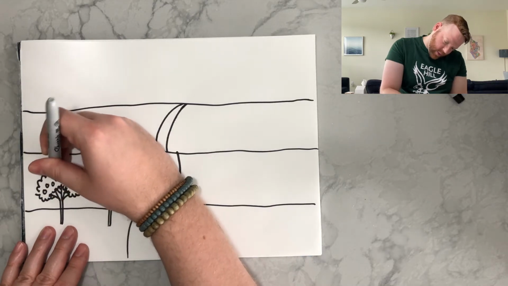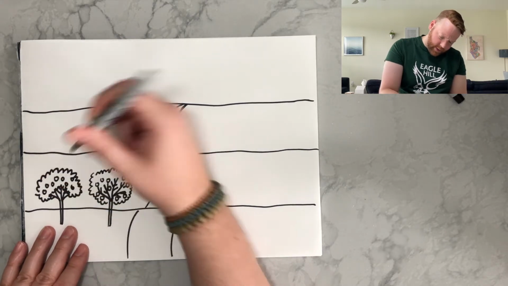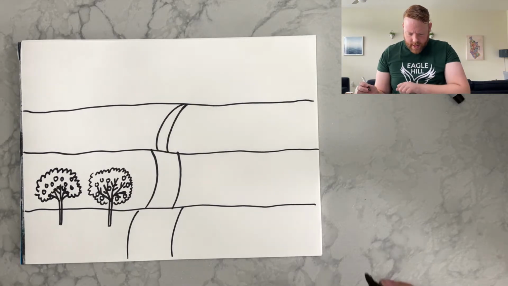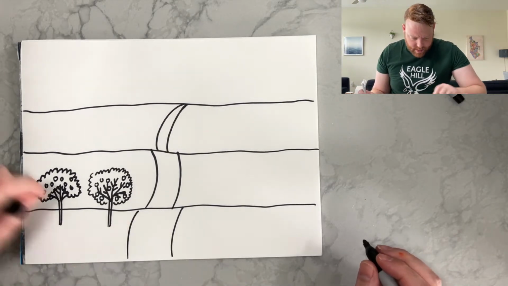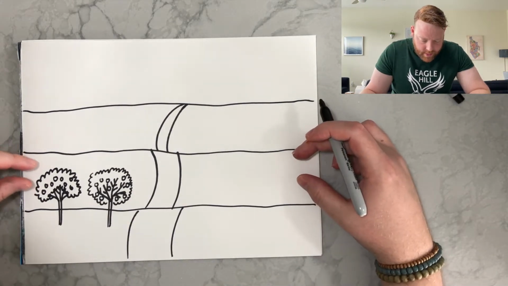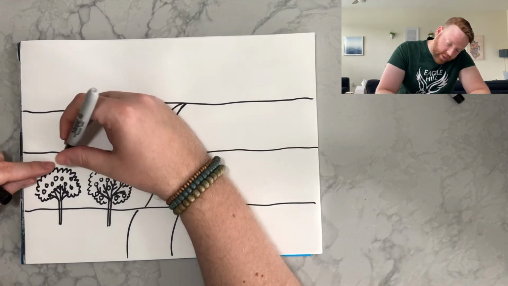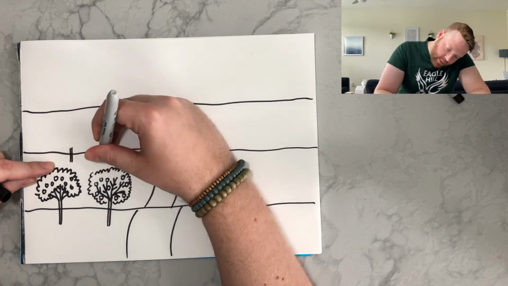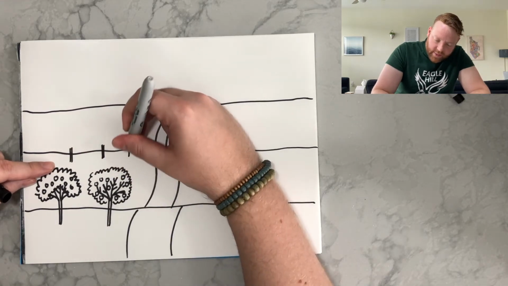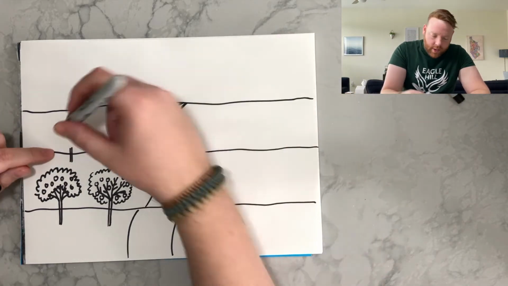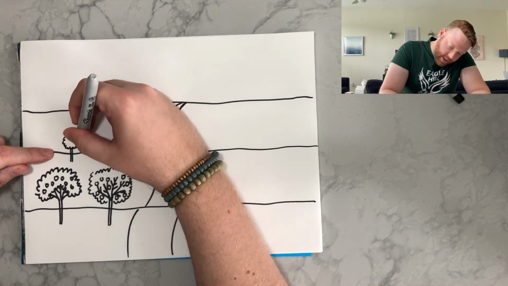And then make my apples. Or you could just make regular trees. Okay. And then on the middle ground, my trees that are in the middle are going to be a little bit smaller. So I'm going to do the same trees, but since they're in the middle ground, they're going to be a little bit smaller. So they're going to be medium sized.